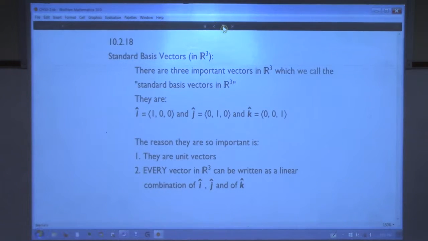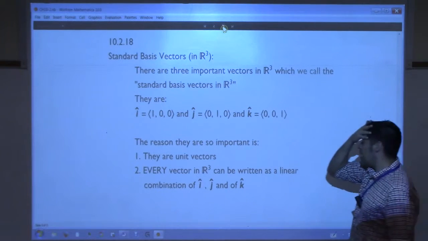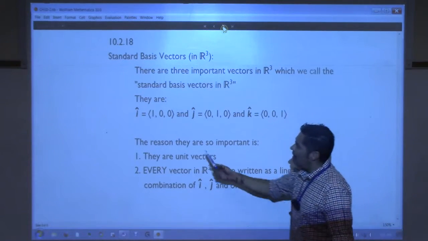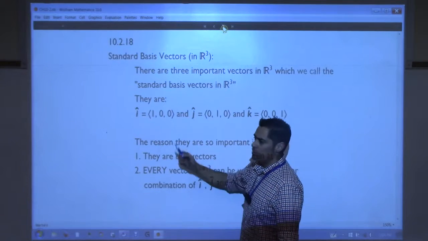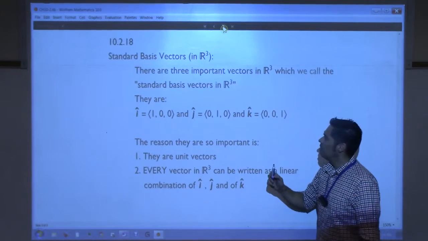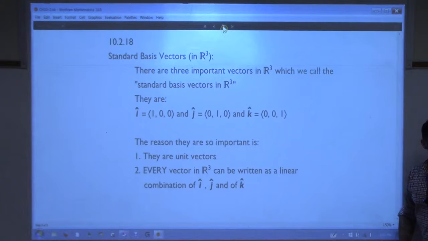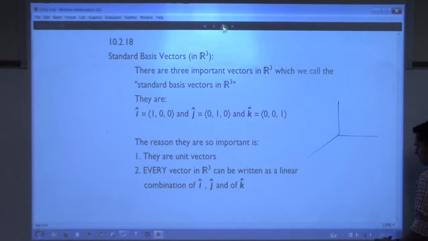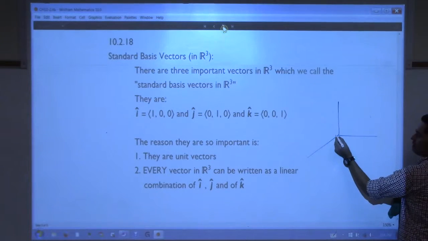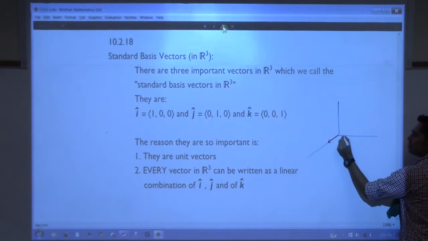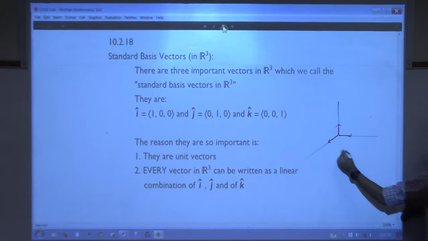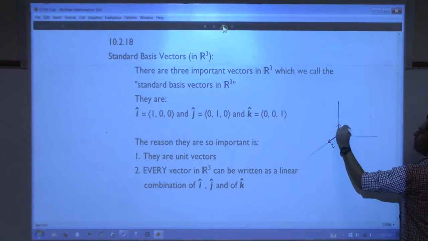Now in three-dimensional space, there's a little bit of a change. We just have a third component. So i hat is now, instead of 1, 0, it's 1, 0, 0. j hat is 0, 1, 0. And k hat is 0, 0, 1. And those vectors, 3D-wise, look like this. You have i comes down the x-axis, j goes down the y-axis, and k goes up like that. So this is i hat, j hat, k hat.